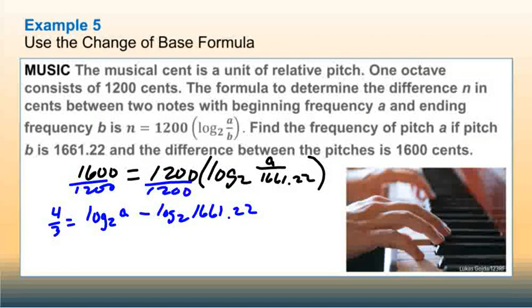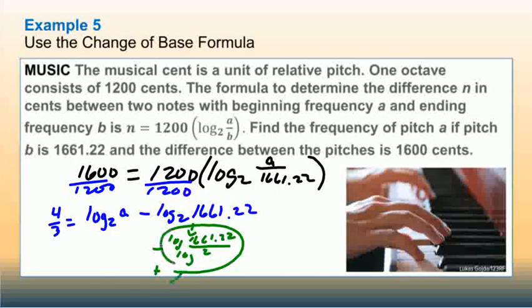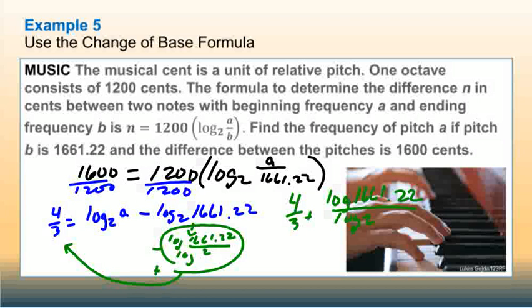Now from here, I'm going to use the change of base formula. So this part right here will be log of 1661.22 divided by log of 2. Since this is a minus sign, to get all this to the other side, I'm going to add all of this over here. I'm not going to do any estimation until a little bit later. So it's going to be 4/3 plus log of 1661.22 divided by log of 2, and all of that is going to equal log base 2 of A.